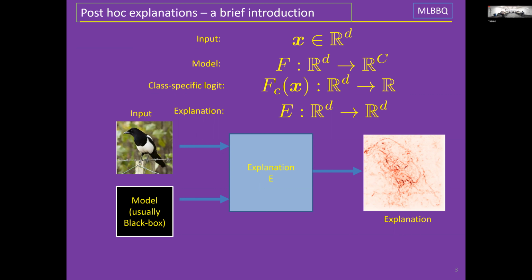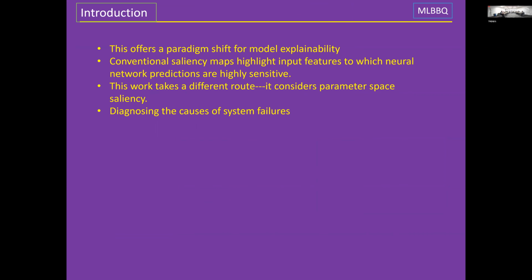So, if we try to summarize, this paper is actually a paradigm shift for model explainability. That means it is actually a complementary approach to input space explainability. As I told earlier, conventional saliency maps highlight input features to which the network predictions are mostly sensitive. But this work is actually taking a different route.